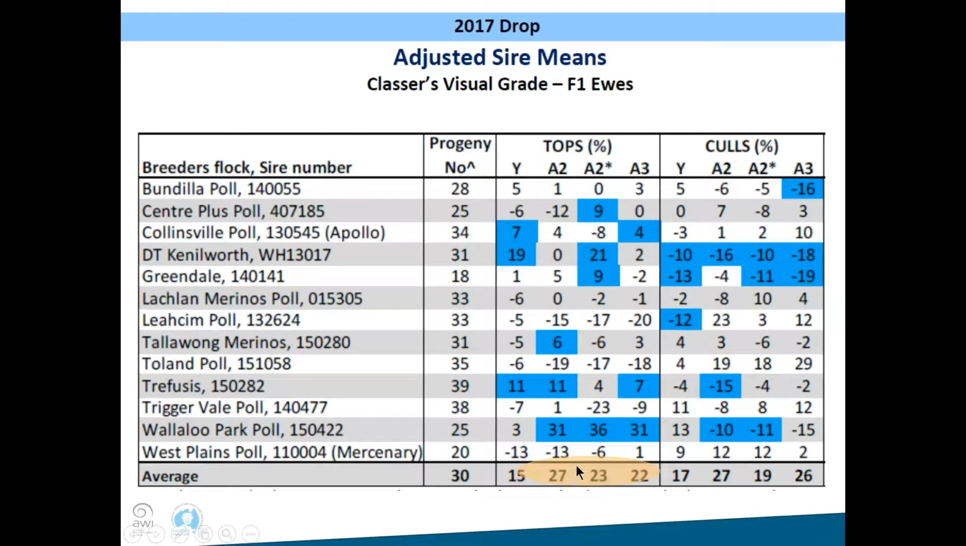We've got average values down the bottom, the age stages there, and this ram, for example, his progeny were lower than everyone else at all age stages, so had less culls than everyone else. Some of these other rams have higher tops than some of the other ones, and they're highlighted in the booklet as well. So that's the adjusted sire means.